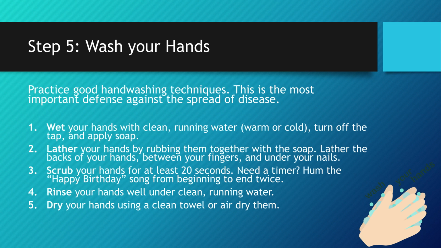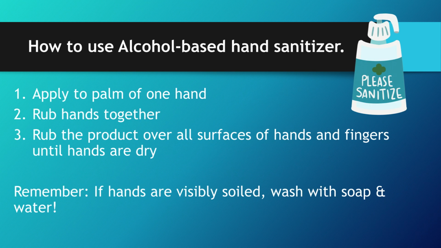Rinse your hands well under clean, running water. Dry your hands using a clean towel or air dry them. How to use alcohol-based hand sanitizer. Apply to palm of one hand. Rub hands together. Rub the product over all surfaces of hands and fingers until hands are dry. Remember, if hands are visibly soiled, wash with soap and water.